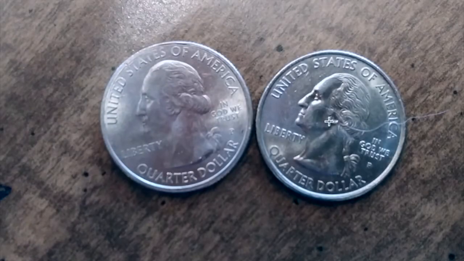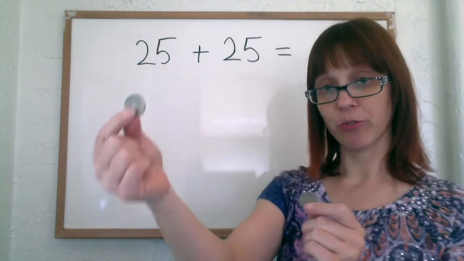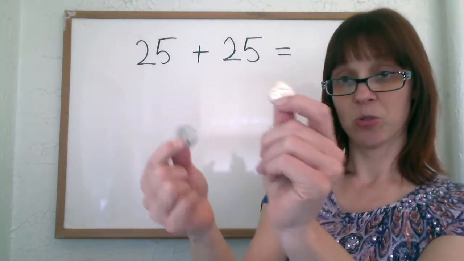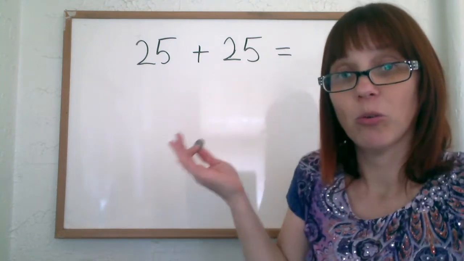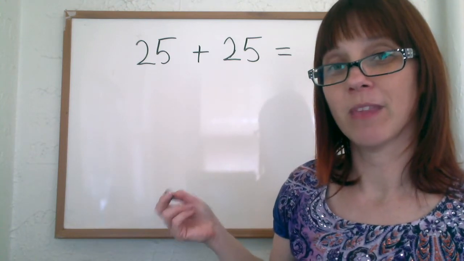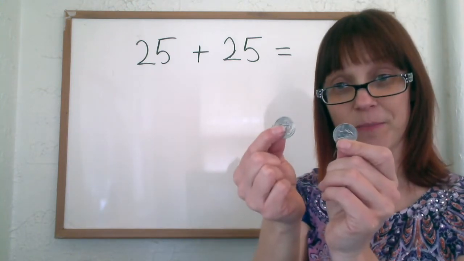How much is this? This is a quarter, Q-U-A-R-T-E-R, quarter. It's 25. Oh, and a quarter, 25. They are the same. 25 plus 25, 25 plus 25 is what? 50 cents.